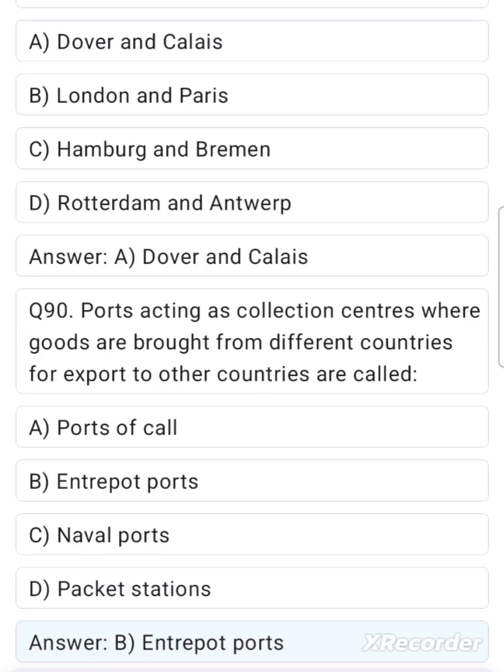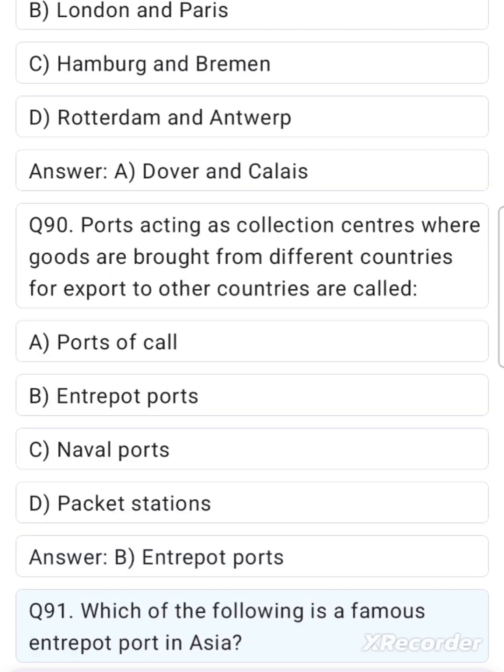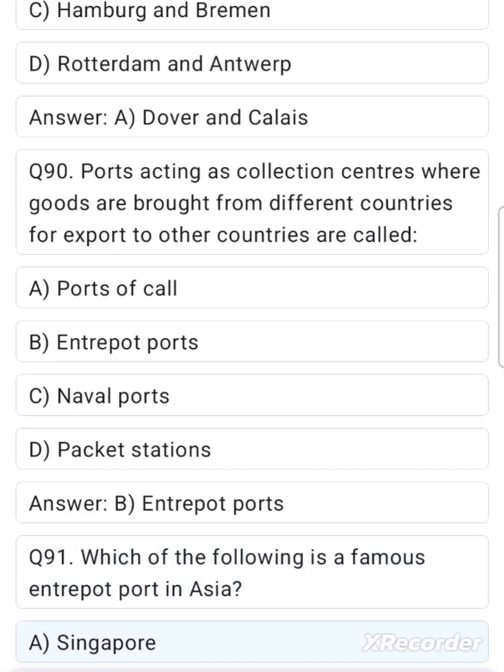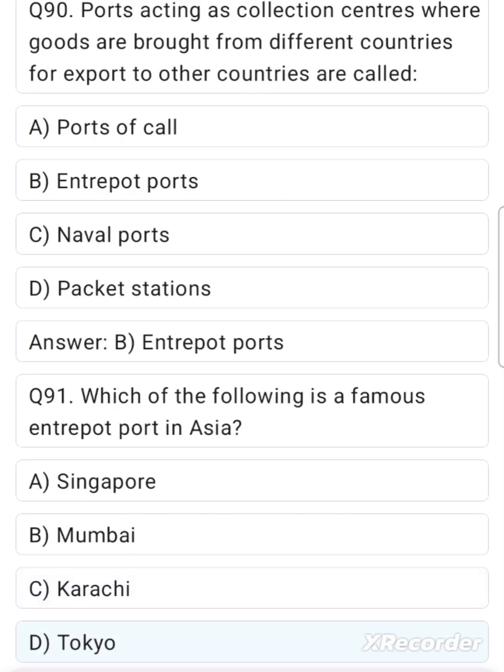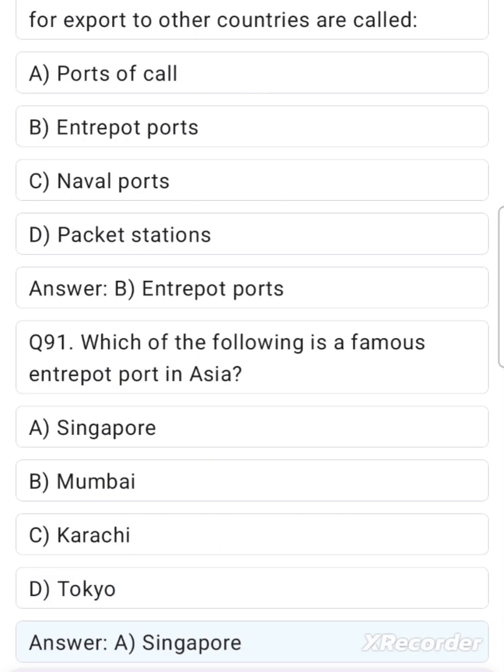Q91. Which of the following is a famous entrepot port in Asia? A. Singapore. B. Mumbai. C. Karachi. D. Tokyo. Answer: A. Singapore.